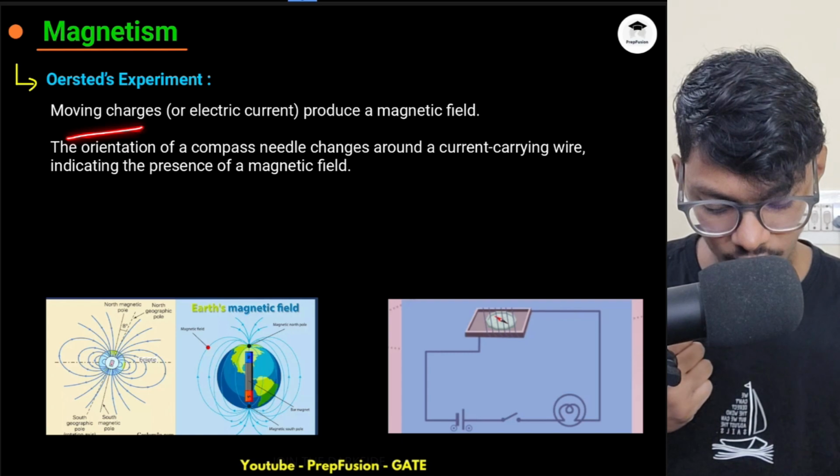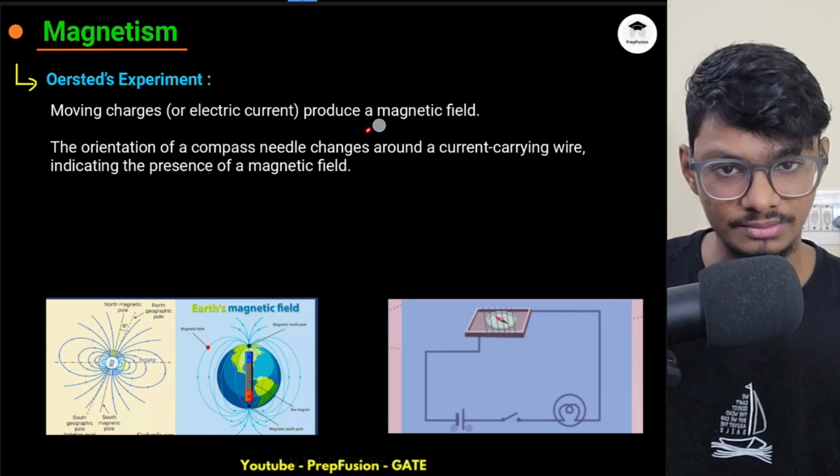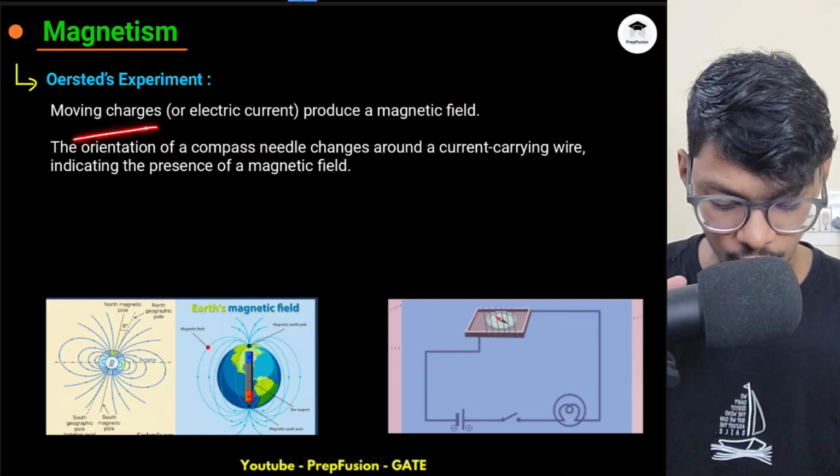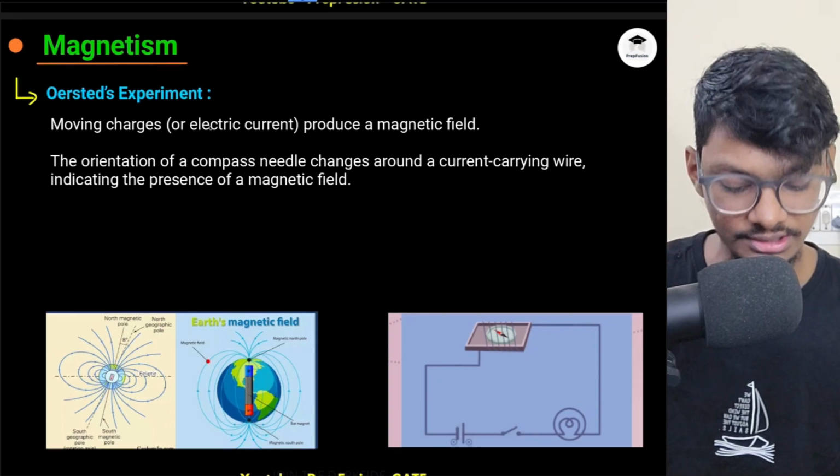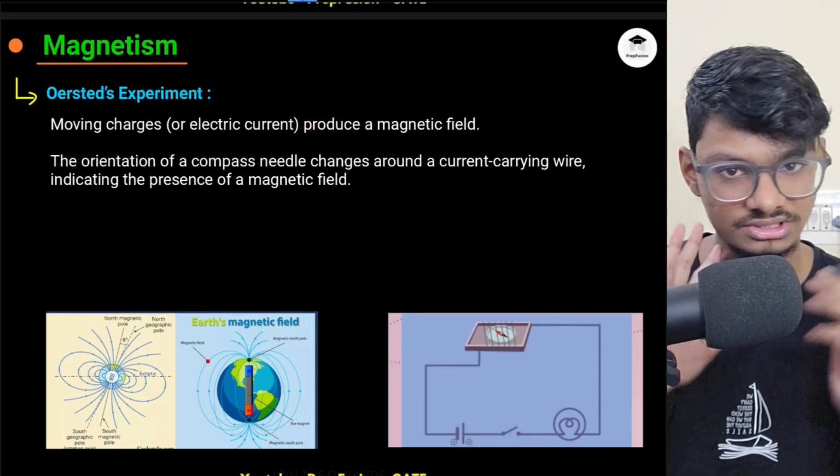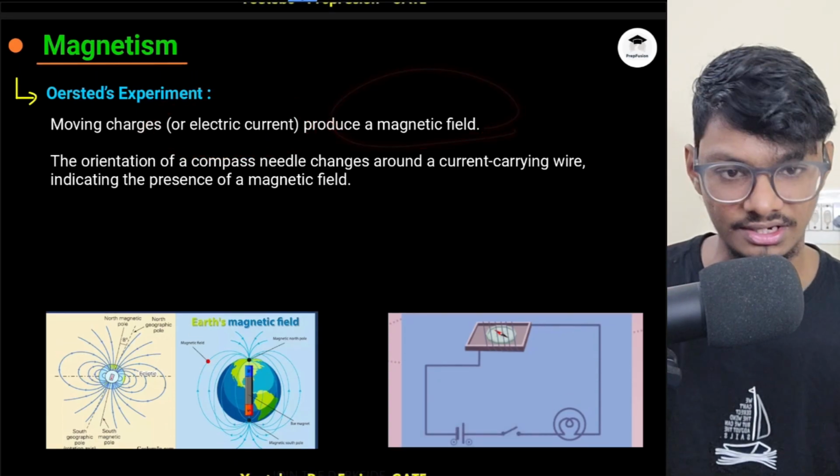He saw that moving charges or electric current produce a magnetic field. He observed that when electric current flows through a particular wire or some place, it produces a magnetic field.